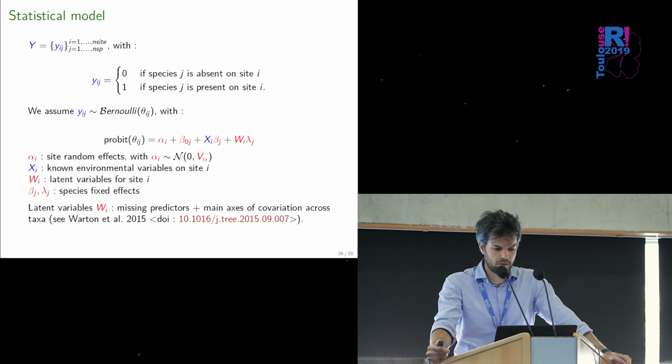The latent variables W are quite important in this model. They represent missing predictors, and they also represent the main axes of the residual covariation between taxa. If you want more explanation, I advise you to read the paper by Warton et al. in 2015 in the journal Trends in Ecology and Evolution, which describes this kind of model. The interaction between species is taken into account thanks to the latent variables in big W.